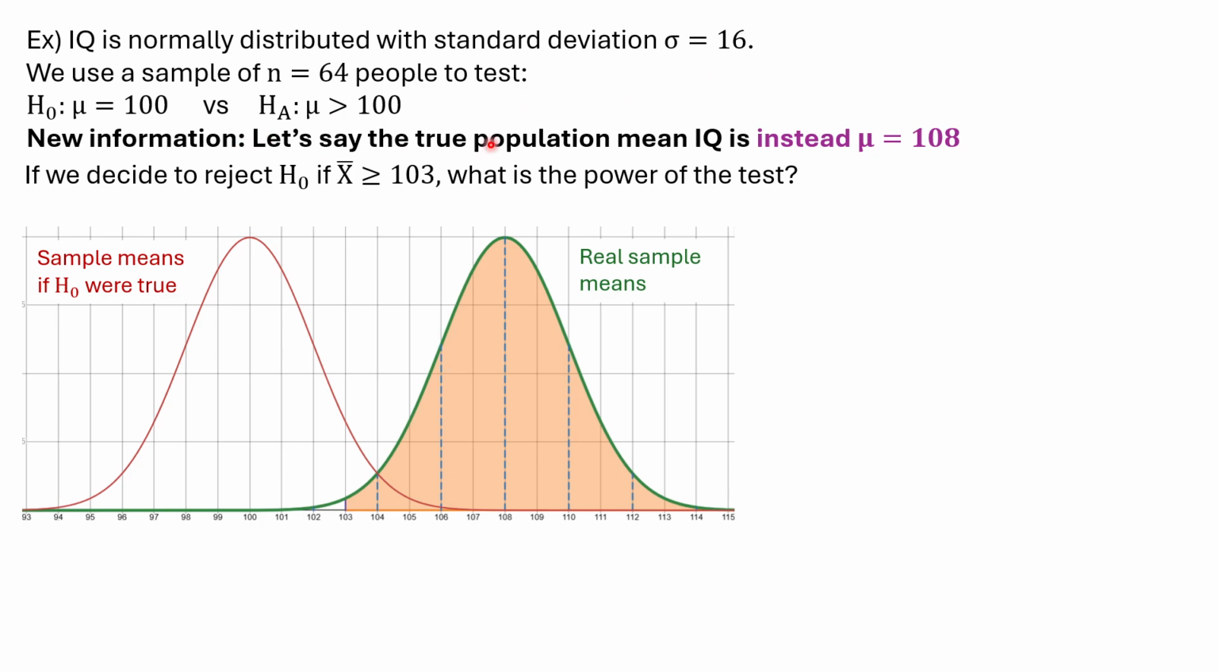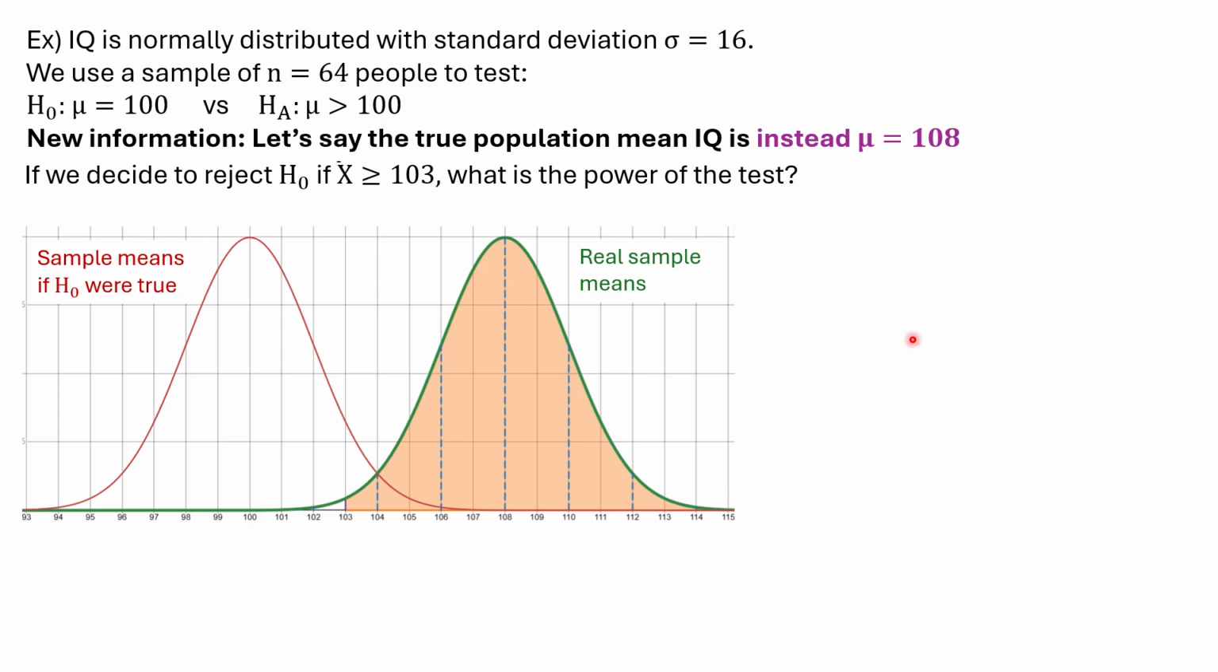What if instead the true population mean IQ was equal to 108? How would that change things? Well, first of all, the distribution of sample means that we would get if repeating the experiment several times is shifted over to the right to have a new mean of 108. So that might change the area significantly if we're using the same rejection decision of the sample mean being larger than or equal to 103, because now 103 might have a much smaller z-score.